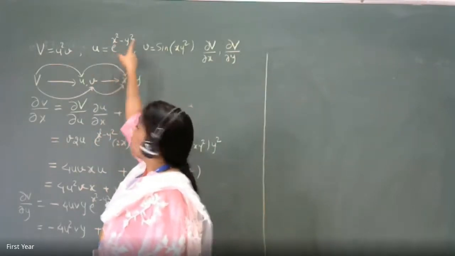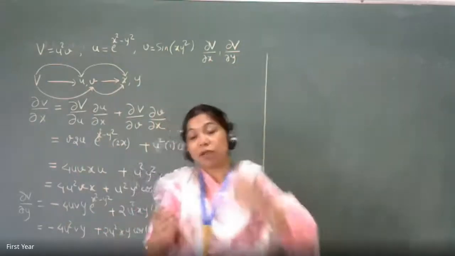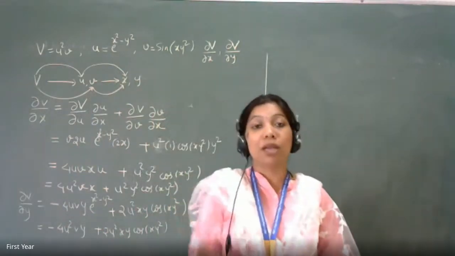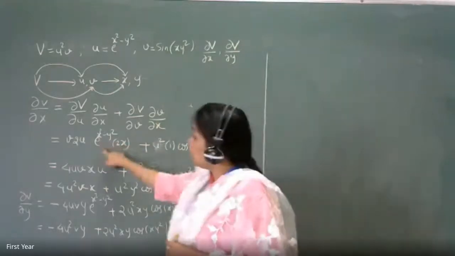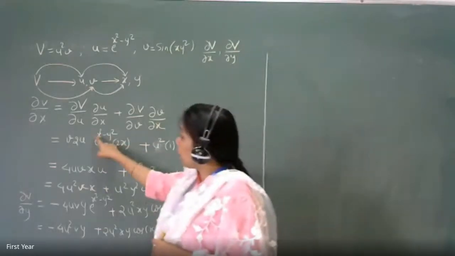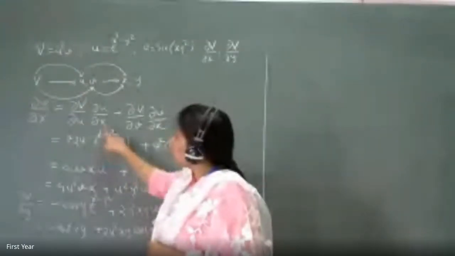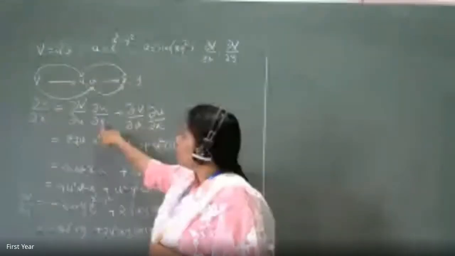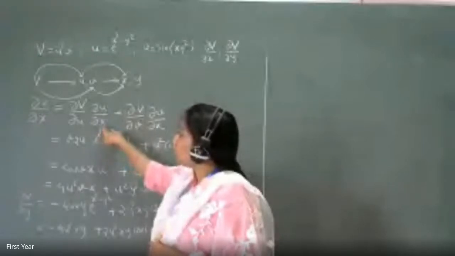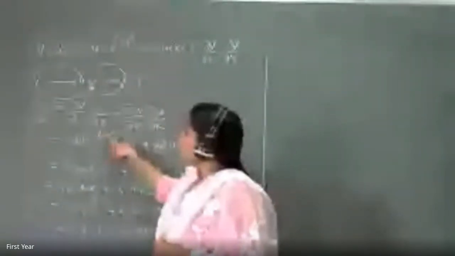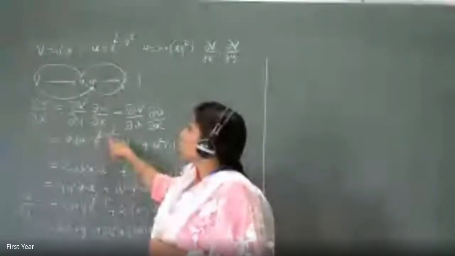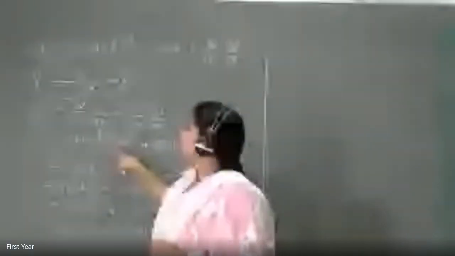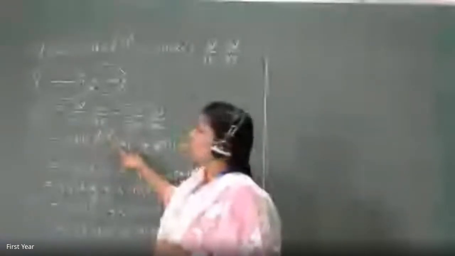For e raised to x square minus y square, any function of the type e to the power, the derivative is e to the power as it is into the derivative of the power. The derivative of x square minus y square with respect to x: the derivative of x square is 2x, minus the derivative of y square with respect to x. Y is to be treated as constant, and the derivative of a constant is 0. So it will be e to the power x square minus y square into 2x.